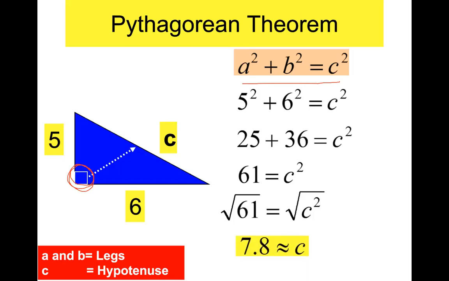Now remember, square root of 61 is an irrational number. It goes on forever, never stops. So you can't use an equal sign. You have to use the approximate symbol there, the 2 wiggles. All right. Any questions so far on what I've done? You remember doing this last year? Pythagorean theorem?